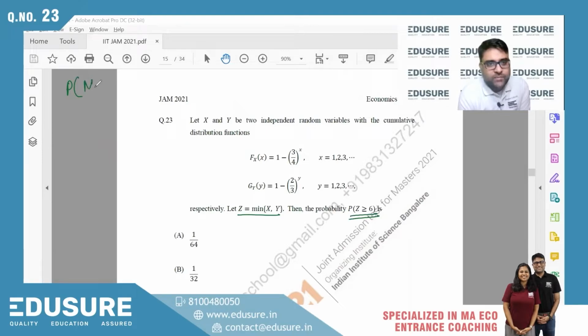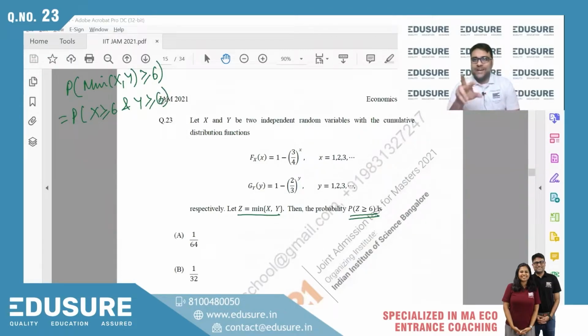Probability z, which is the minimum of x, y, greater than or equal to 6. If the minimum of x comma y is greater than or equal to 6, that means x and y are both independently greater than or equal to 6. If either of them is less than 6, then the minimum cannot be greater than 6. Understandable? Now both of them are independent, so what does that mean? X is greater than or equal to 6 multiplied by y is also greater than or equal to 6.